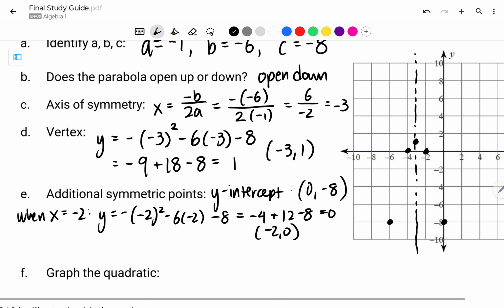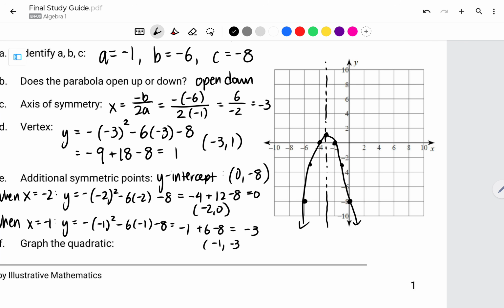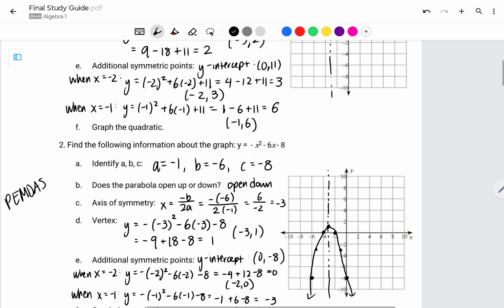Let's do one more. -1. When x is -1, what is that going to be? -1 squared -6, -1 minus 8. -1 plus 6 minus 8. 5 minus 8, that's -3. So I have a point at -1, -3 right there. And then on the other side, same thing. Here's my parabola.